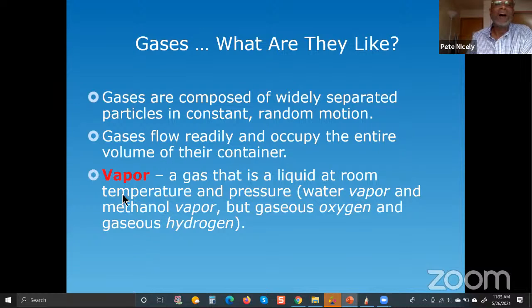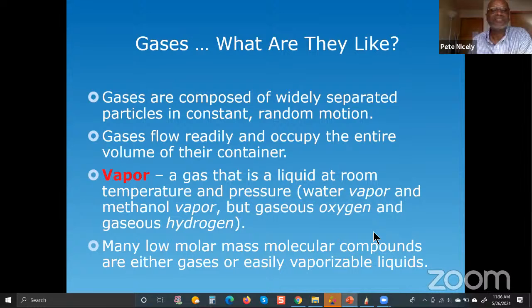And very often you'll meet this term vapor, right? A vapor is basically a gas that is a liquid at room temperature and pressure. So for example, we use the term vapor with reference to water or methanol, because these substances under normal room temperature and pressure conditions exist as liquids, but when you heat them, of course, they convert to the gaseous state, so we call that the vapor. But when it comes to substances like oxygen or hydrogen that exist as gases under normal room conditions, we simply use the term gases. We don't use vapor in reference to those substances, all right?